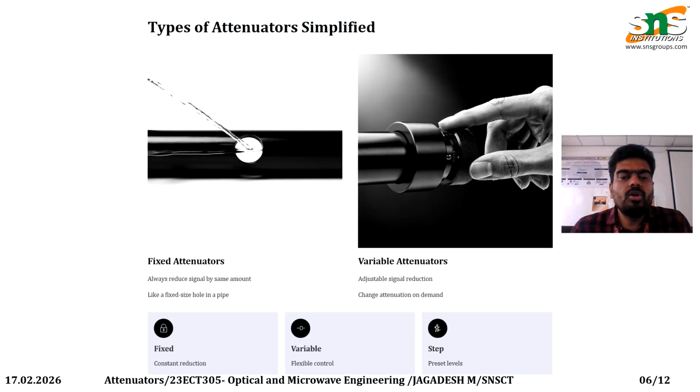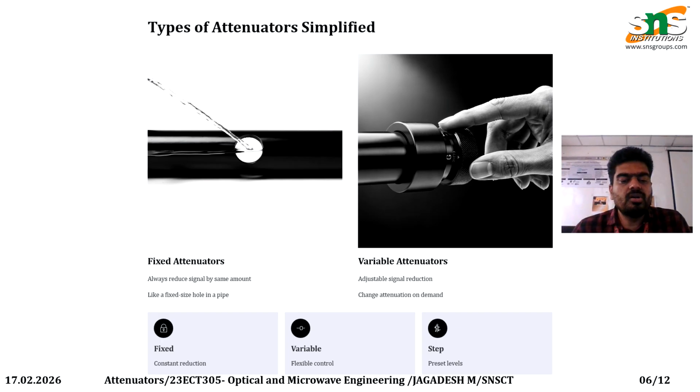So, types of attenuator simplified. Here, one is the fixed attenuator and another is the variable attenuator. As we already know, in the reflex klystron oscillator experiment in the laboratory, we have discussed the variable attenuator. It is one of the blocks in the reflex klystron oscillator block diagram. The variable attenuator, as the name itself says, is variable, so that we can vary the values of the attenuation. Another one is the fixed attenuator, which has a fixed value of attenuation.